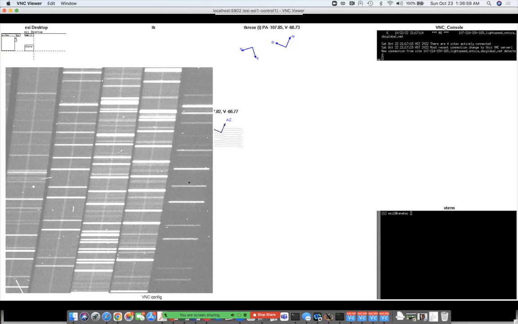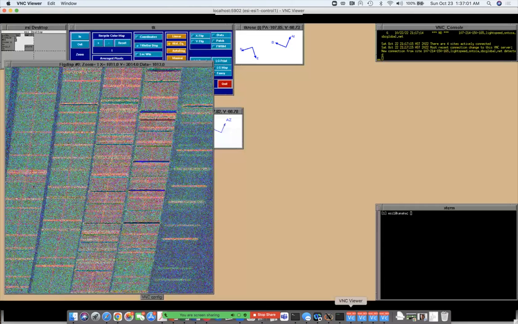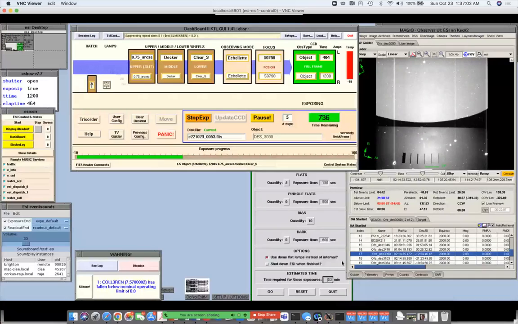All right, let's see. Where is the exposure now? I really do want us to, I guess when this exposure reads out, it'll be of a different star, not the one we're looking at right now.